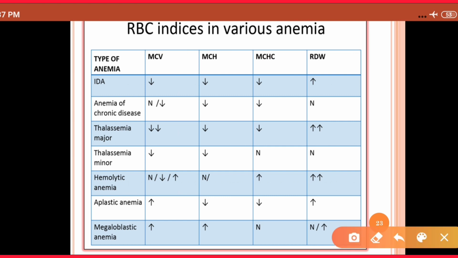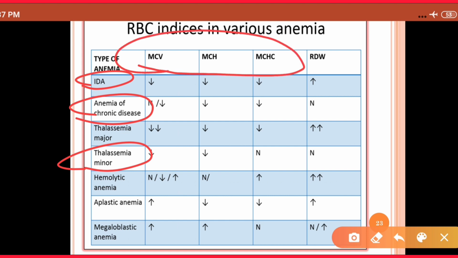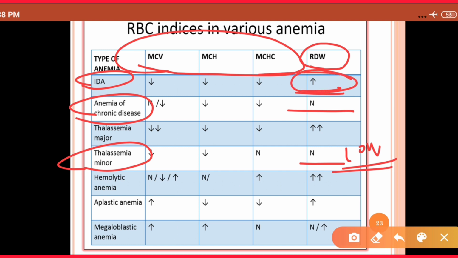As we have discussed, in case of microcytic hypochromic anemia, that is IDA, anemia of chronic disease and thalassemia minor, all these three indices will be low. But the differentiating point is the red cell distribution width, which reflects the anisocytosis of your RBC, that is variation in size of red blood cells. That will be increased in iron deficiency anemia. And in thalassemia minor and anemia of chronic disease, it can be normal. Usually in thalassemia minor it is low, but it can be normal as well. So if your RDW is increased, then you can differentiate that it is IDA, not thalassemia minor. And again, the second point is that in thalassemia minor, RBC count is high.